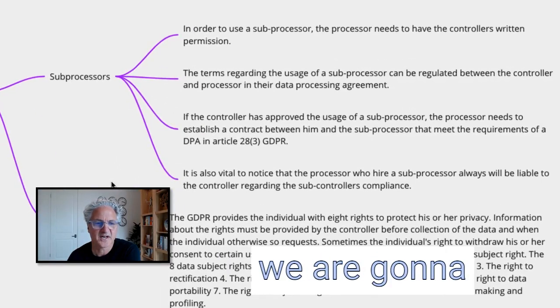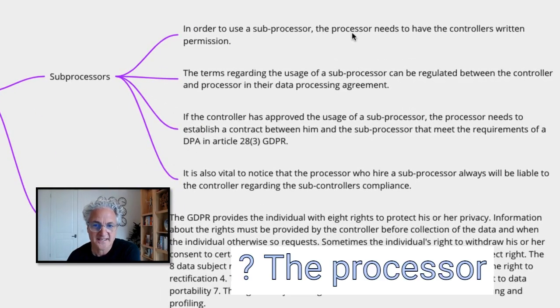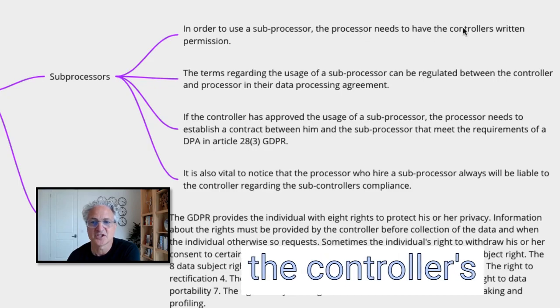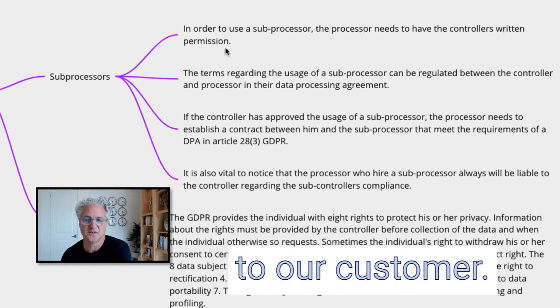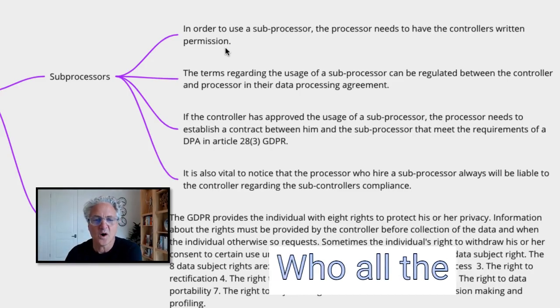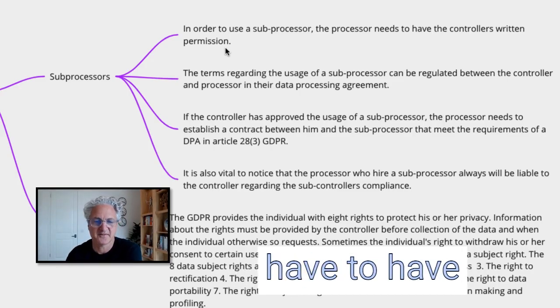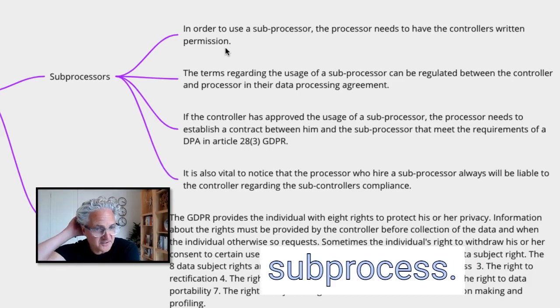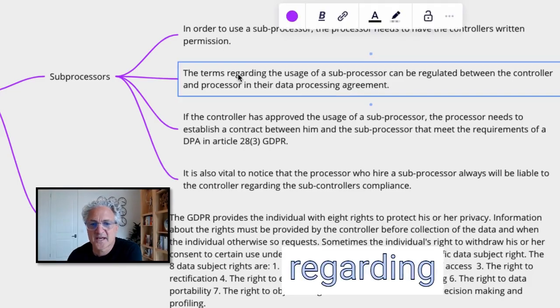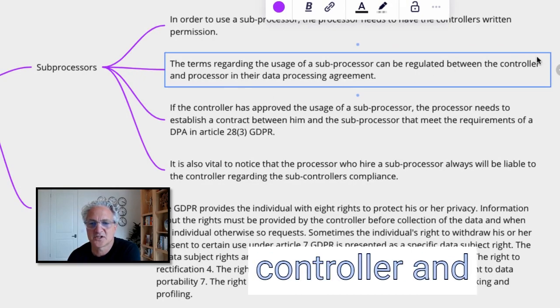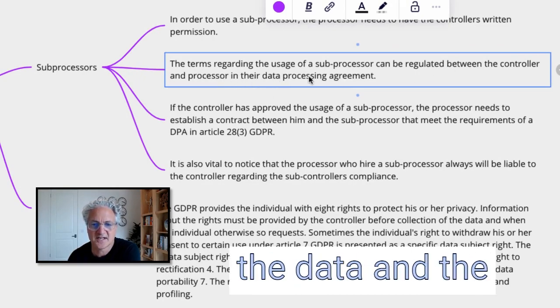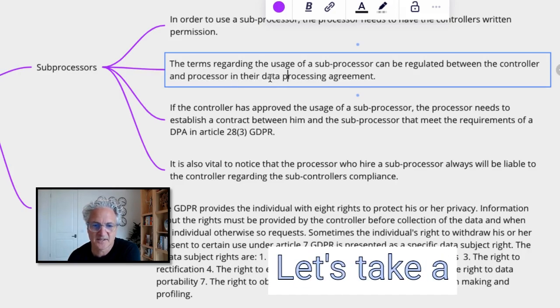To the extent that we're going to have sub-processors, the processor needs to have the controller's written permission. What that means is we're going to have to disclose to our customer who all the sub-processors are, because we have to have permission to use those sub-processors. The terms regarding the usage of sub-processors can be regulated between the controller and the processor of the data in the data processing agreement. Let's take a look at this.